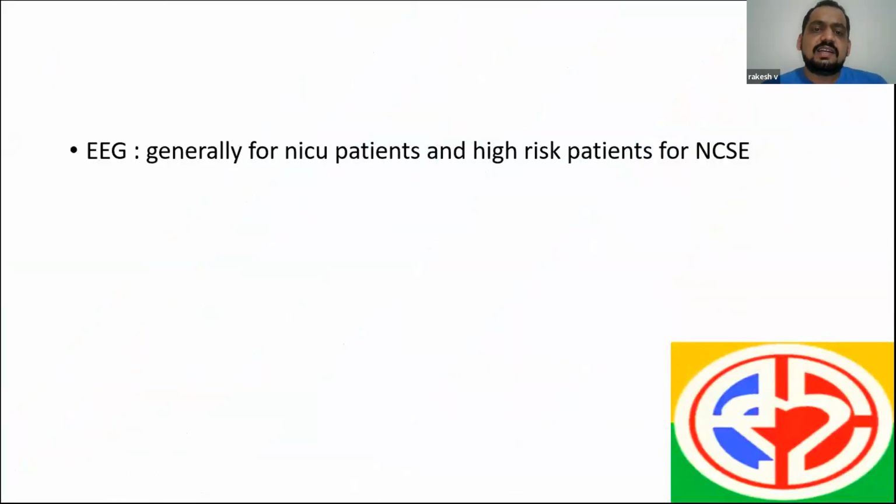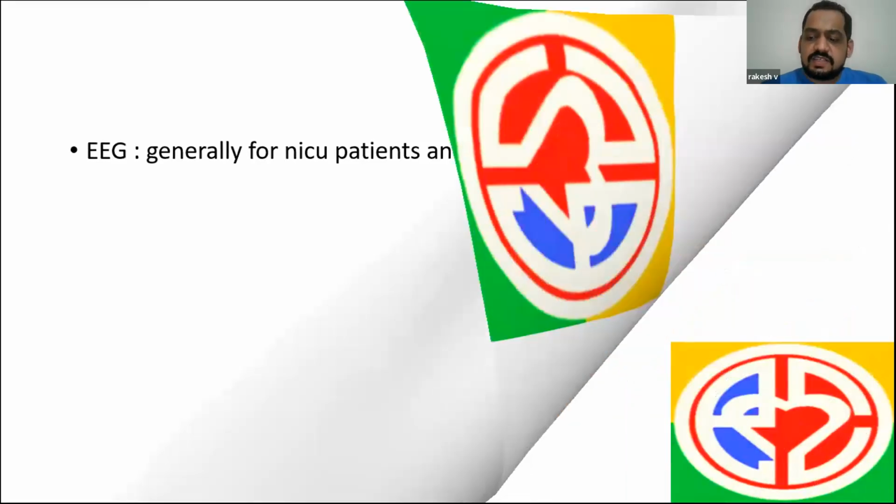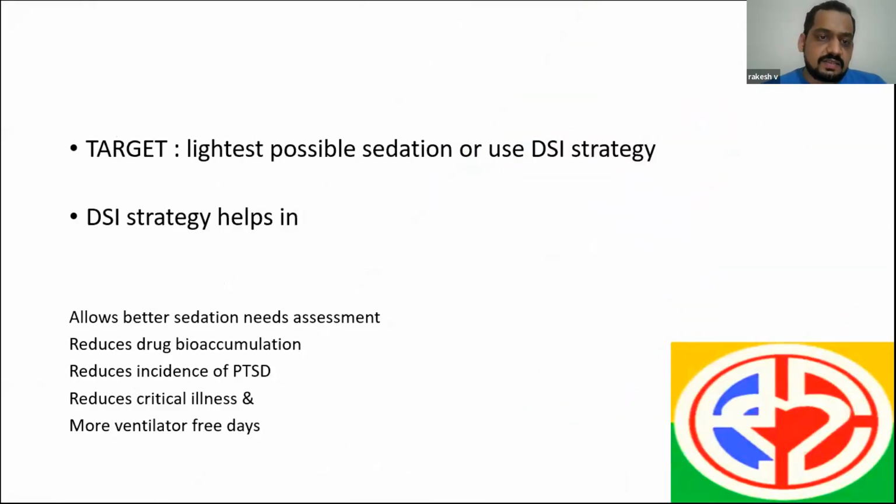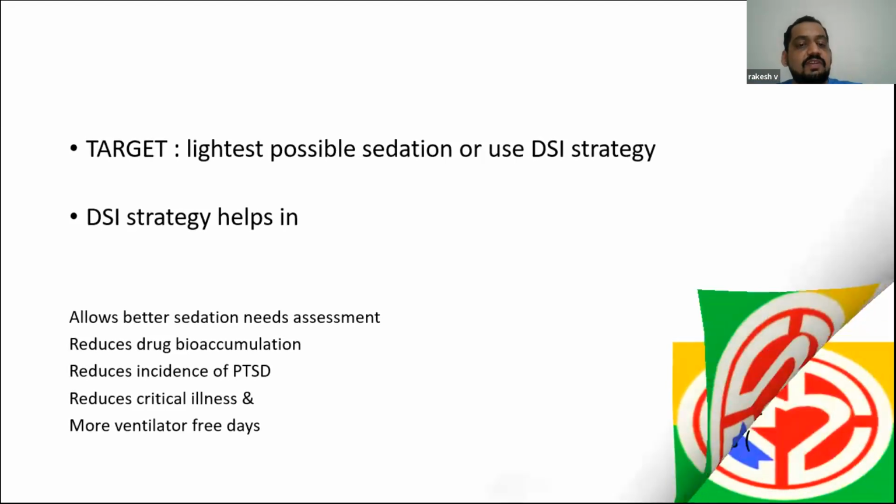EEG is generally done for all our neuro ICU patients who are at high risk for non-convulsive status. By measuring all these things, our target is the lightest possible sedation. So how does daily sedation interruption help you? It allows you to better understand the sedation needs. Once you stop the sedation and assess the patient's needs, it helps you understand how frequently he requires it and what the dosage requirements are. It also helps reduce drug accumulation in the circuit or in the patient's body, reduces the incidence of post-traumatic stress disorder, and reduces the incidence of critical illness. So in a way, it reduces ventilator-free days.